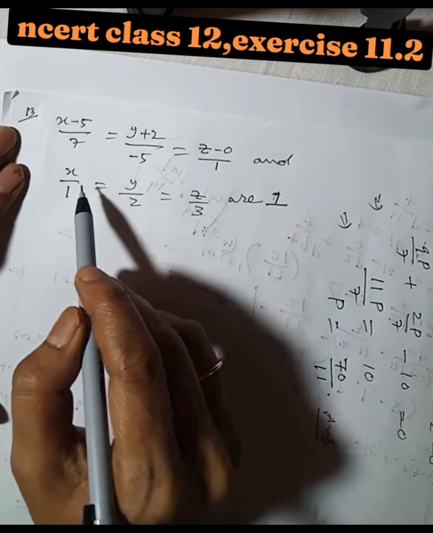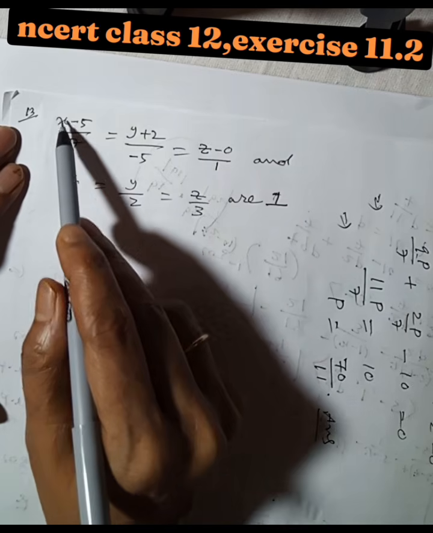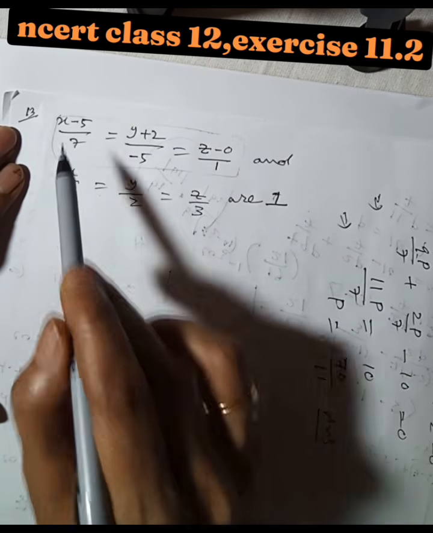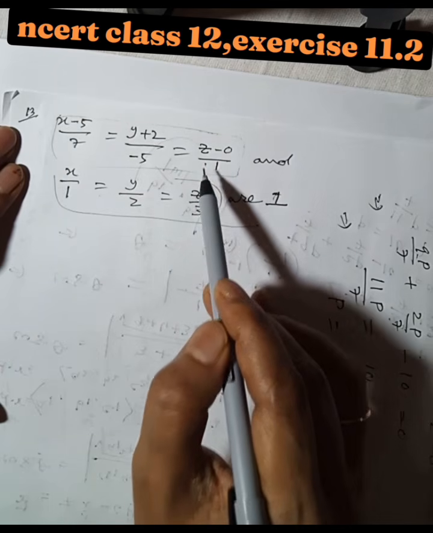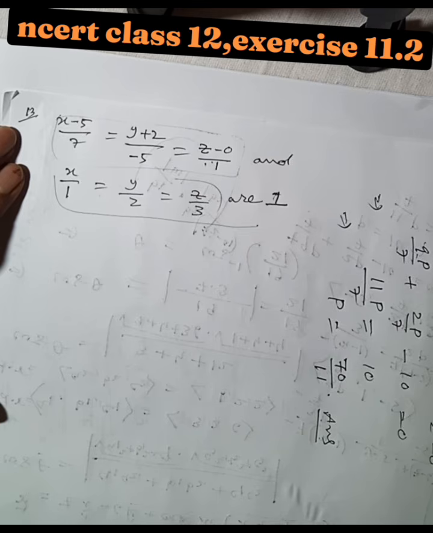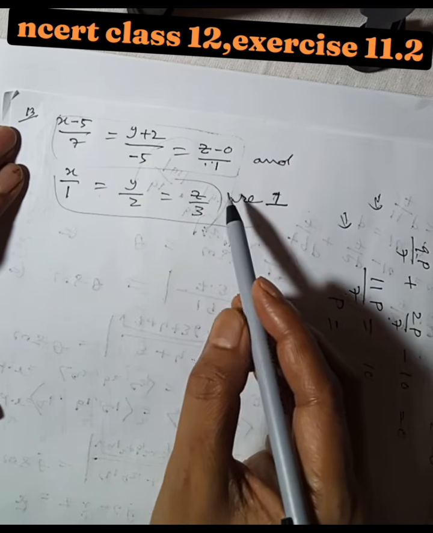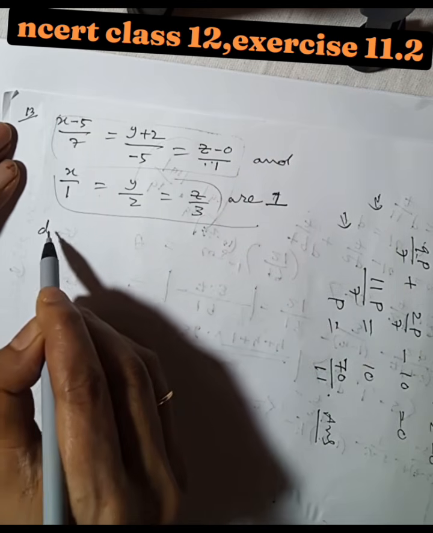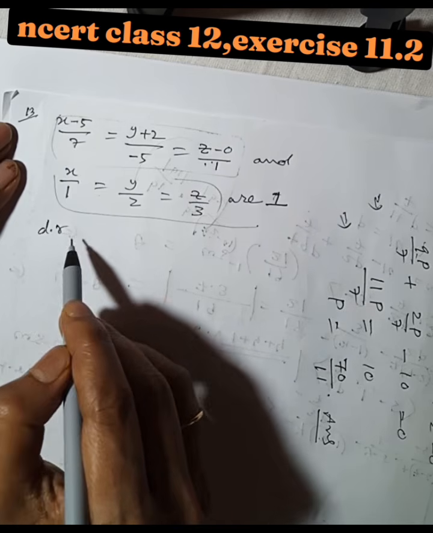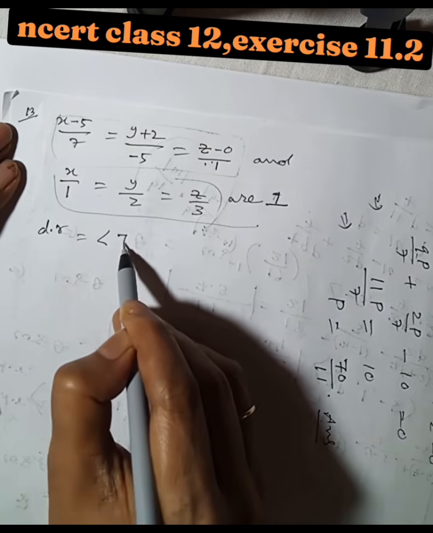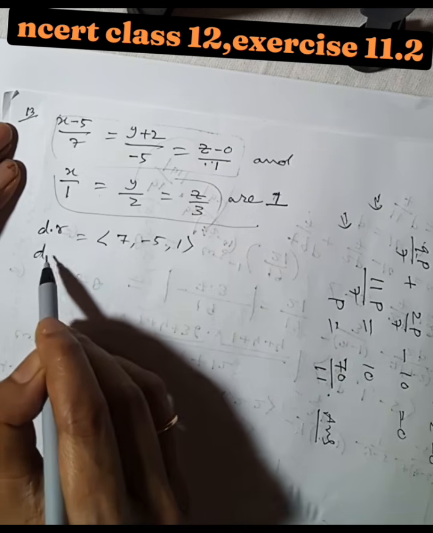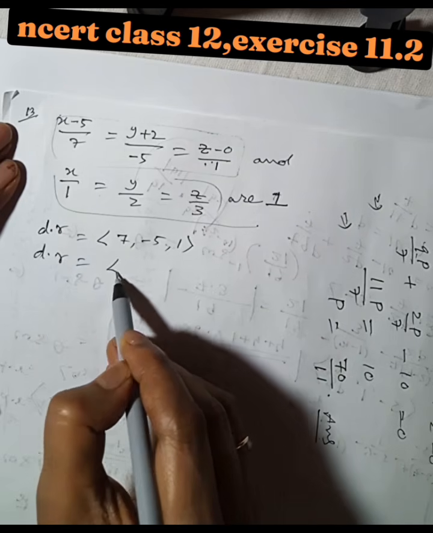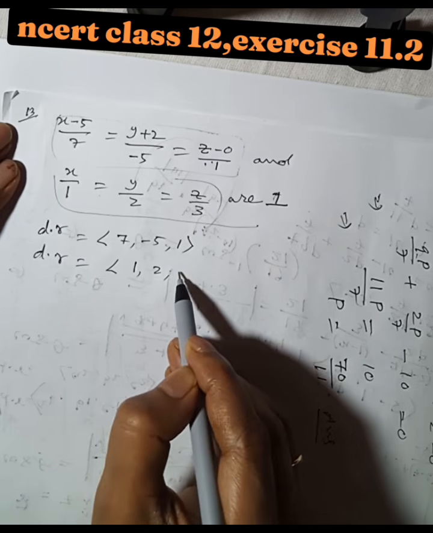Question number 13 is to show that the lines of the given equations are perpendicular. Here two lines are given and we have to show that they are perpendicular. The direction ratios of the first line are 7, -5, 1, and the direction ratios of the second line are 1, 2, 3.